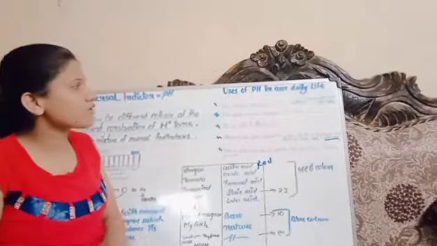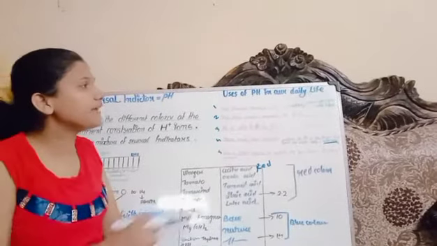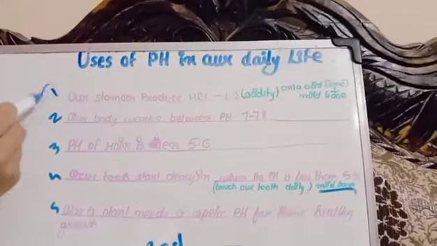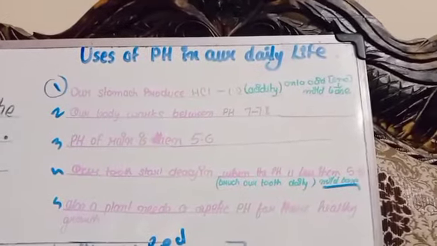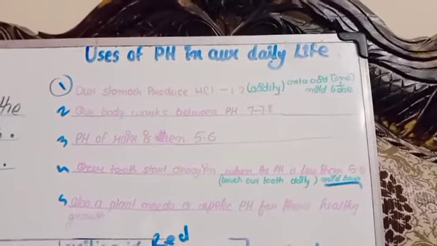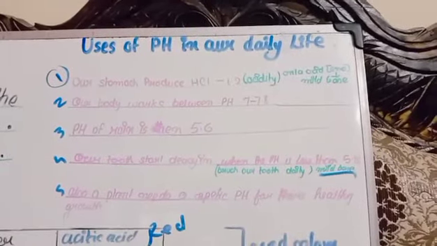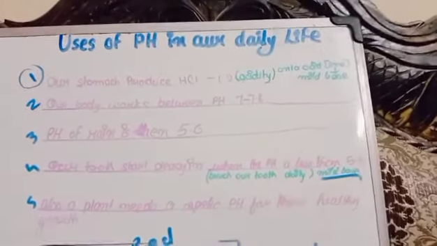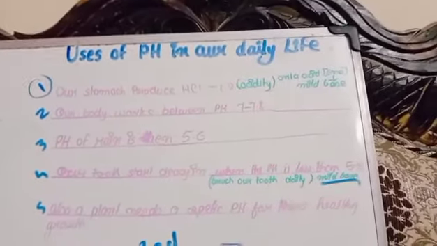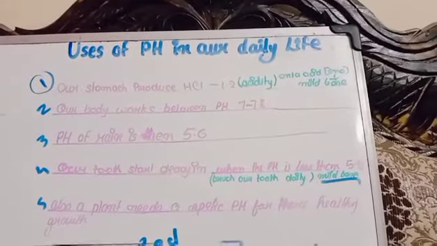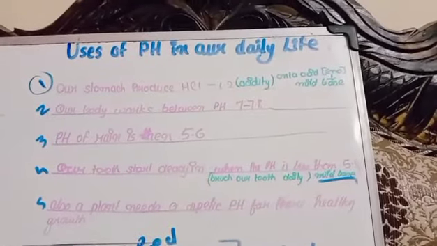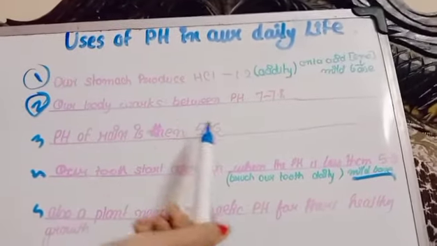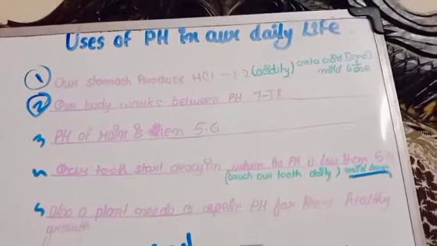So the next topic is the uses of pH in our daily life. First, our stomach produces HCl, whose pH value is 1.2. When we eat too much food, it leads to acidity. In this case, we have to take an antacid or ENO. ENO is a mild base. It neutralizes the acidity. Then second, our body works between pH 7 and 7.8.